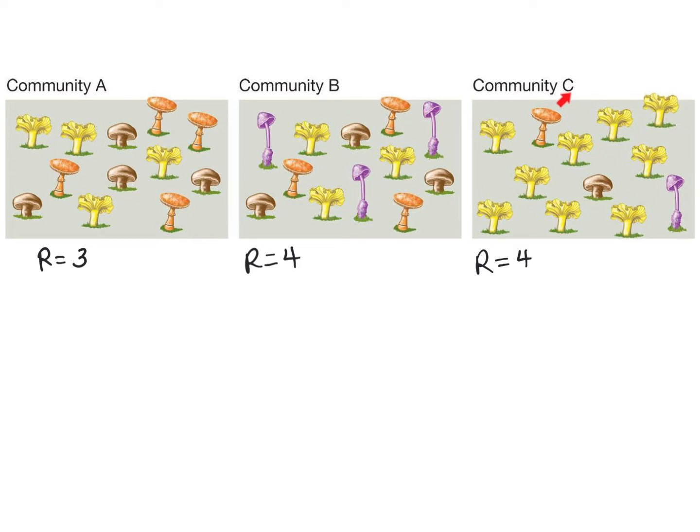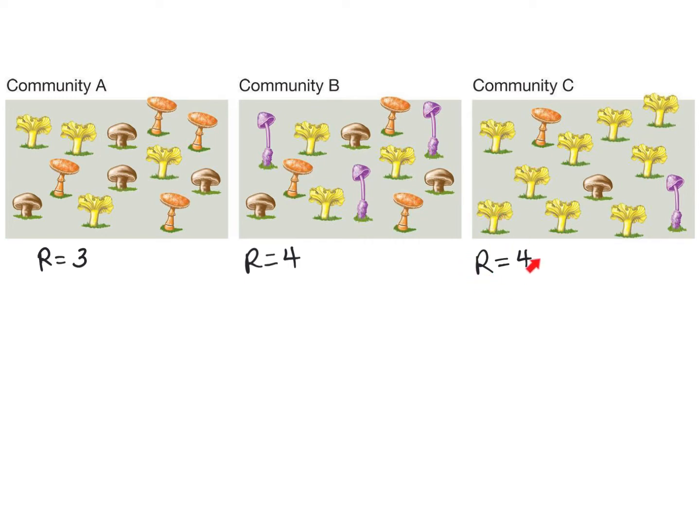Take a look at community C here. Community C does have 4 different species. But when you look at the evenness, in other words, how many of each, you'll notice that in community C, it's basically almost all made up of the yellow mushrooms.